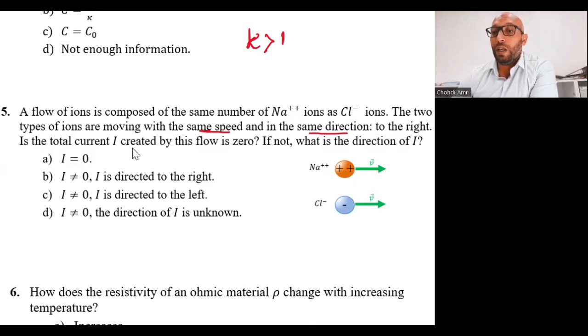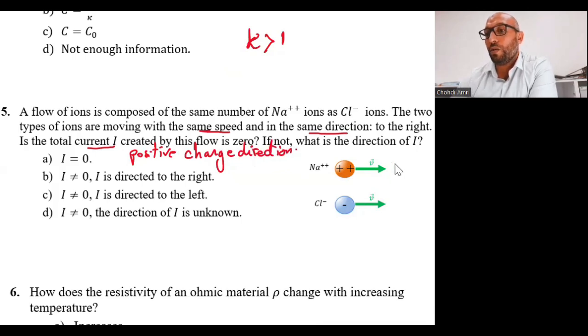Is the total current I created by this flow 0? If not, what is the direction of the current I? As you know, the conventional current I follows the positive charge direction. So the current in the first situation is to the right, with the direction of the positive charge. And how many units do we have? We have 2 units of current.